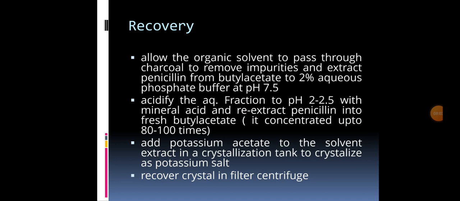Allow the organic solvent to pass through charcoal to remove impurities and extract penicillin from butyl acetate into 2% aqueous phosphate buffer at pH 7.5. Acidify the aqueous fraction to pH 2 to 2.5 with mineral oil and re-extract penicillin into fresh butyl acetate. Add potassium acetate to the solvent extract in a crystallization tank to crystallize as potassium salt. Recover the crystals in a filter centrifuge.